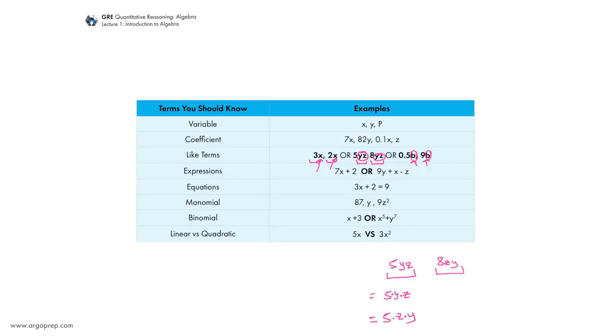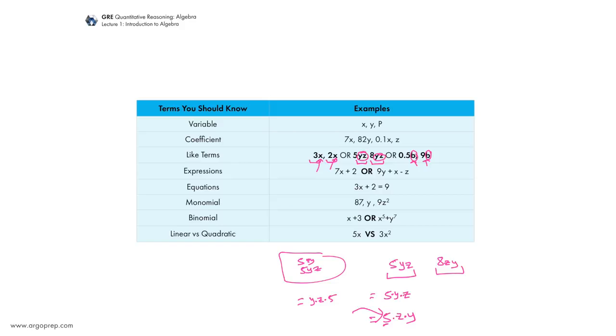It doesn't really matter in which order I put it. I can even write it as y times z times 5. It really doesn't matter. Of course, the conventional way would be to put the coefficient first, the number first in this case, which is 5. So you would typically see it as 5zy or 5yz. Same exact thing. So these are like terms.